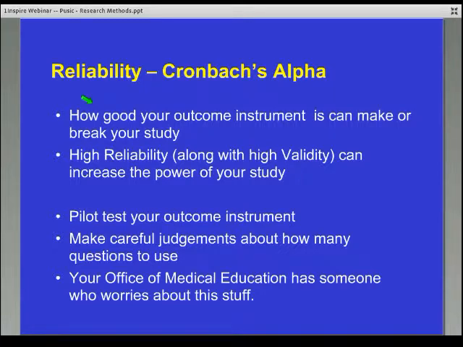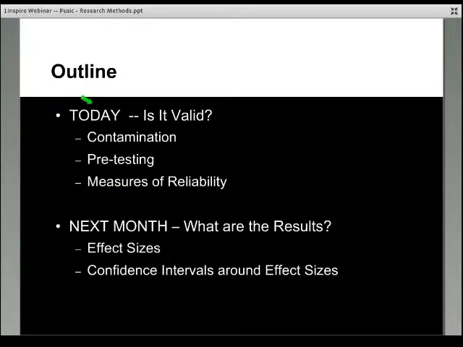Generally, medical schools worry about this in terms of their outcome assessment instruments, and so there's generally somebody at every medical school who worries about this stuff, and they can help you with your research. Good. Okay, so I've gone through these three items: contamination, pre-testing, and measures of reliability, and at this point I'd be happy to throw it open to questions.